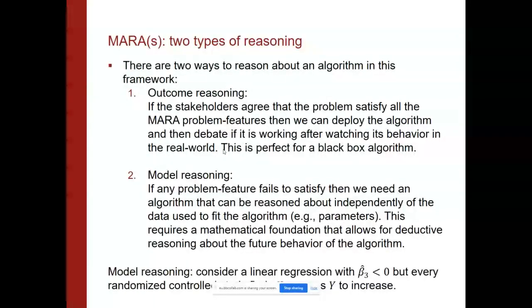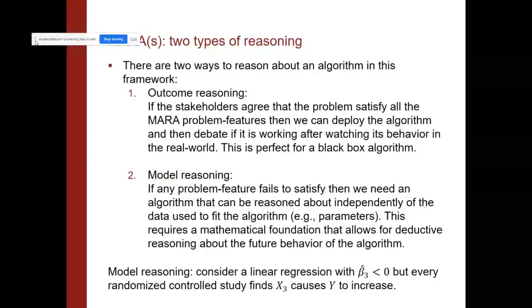Again, just to go back to the example of a linear regression, if someone looks and says that beta is less than 0, that's kind of weird. That's something that calls into question whether or not this model is suitable for deployment.